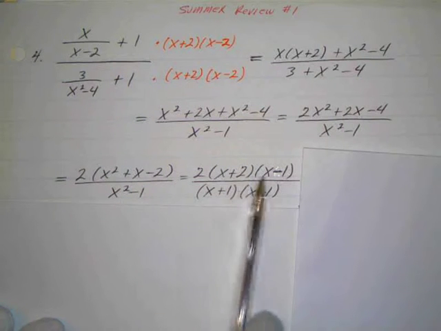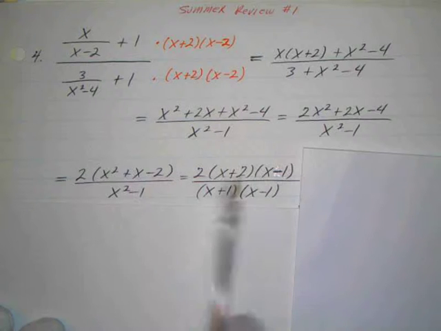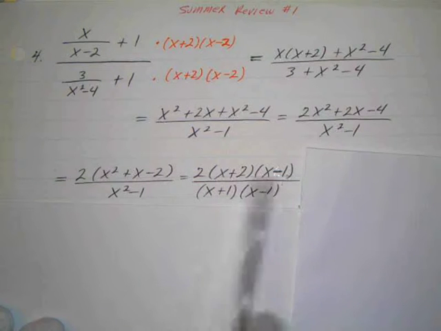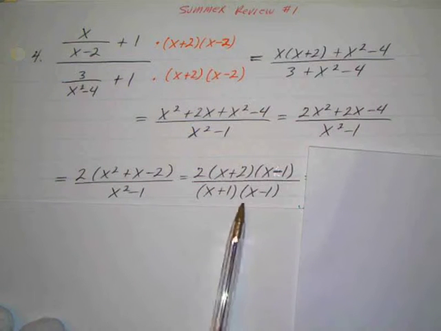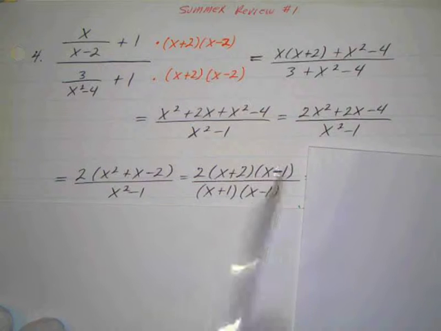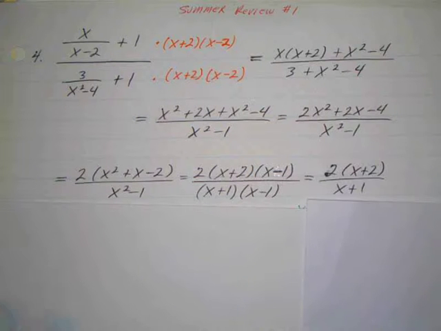And we can always check this out. 2x minus 1x is positive 1x. 2 times negative 1 is negative 2. So I always check them out. And the denominator is x plus 1 times x minus 1. And what cancels? The x minus 1's. This is what we end up with.